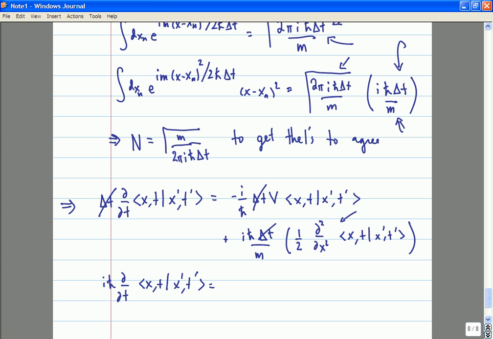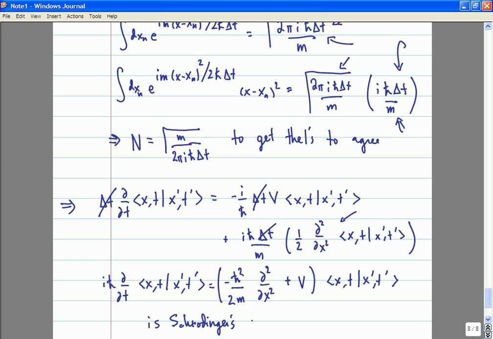I did everything correctly. Minus h bar squared over 2m d by dx squared of the propagator. And then from this potential term, multiply that by i h bar, and you get plus V times the propagator. And this, of course, is Schrodinger's equation. Okay, I told you to roll up your sleeves. It's not a trivial derivation.